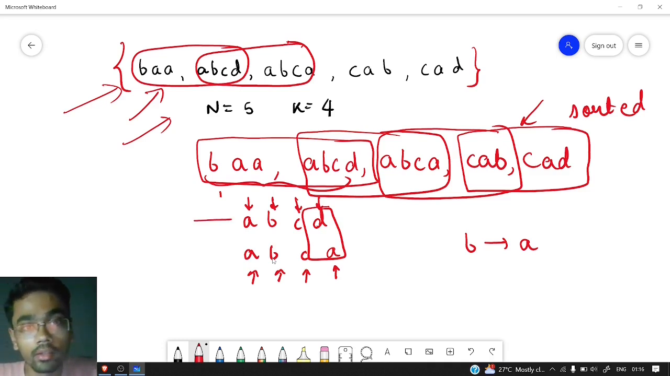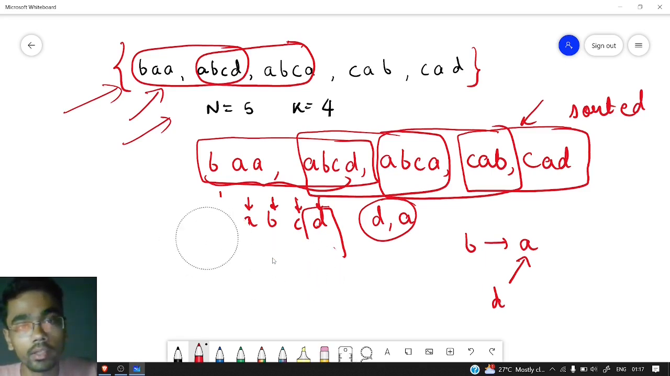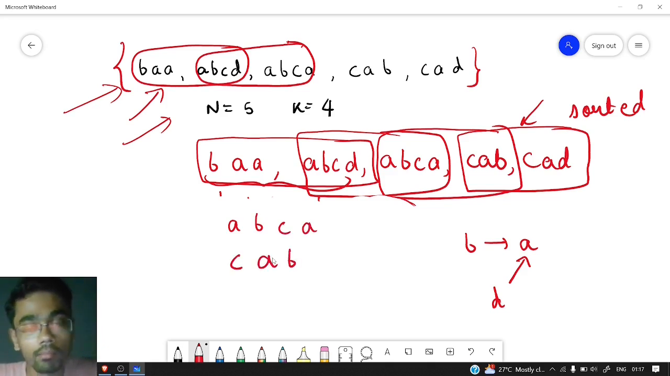Again, this is in sorted format. ABCD is coming before ABCA. So we can say that D should be coming before A in our alien dictionary. From comparing these two words, we figure out D should be coming before A. Let us now move on to the next two words to find the next relevant order for our alien dictionary. The next two words are ABCA and CAB.